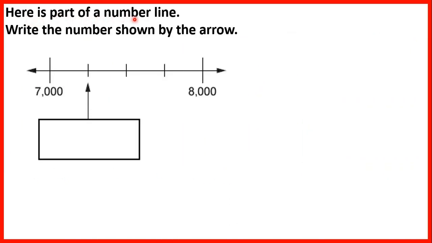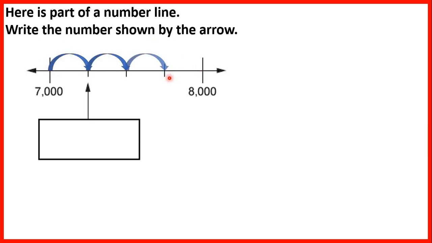Here is part of a number line. Write the number shown by the arrow. So we can see that the arrow is after 7,000 but before 8,000. Now some children write 7,100, but we can see that each line can't represent 100 because we don't go 7,000, 7,100, 7,200, 7,300, 8,000.